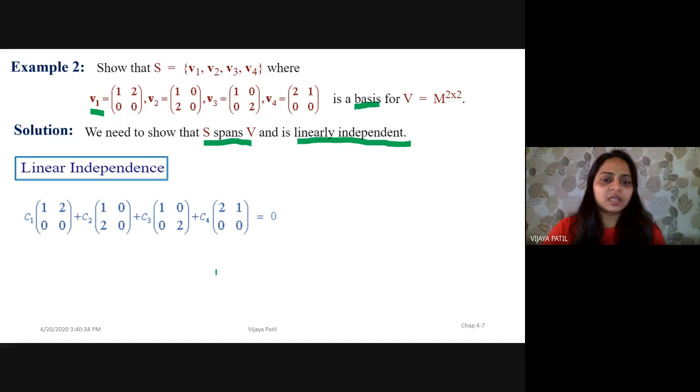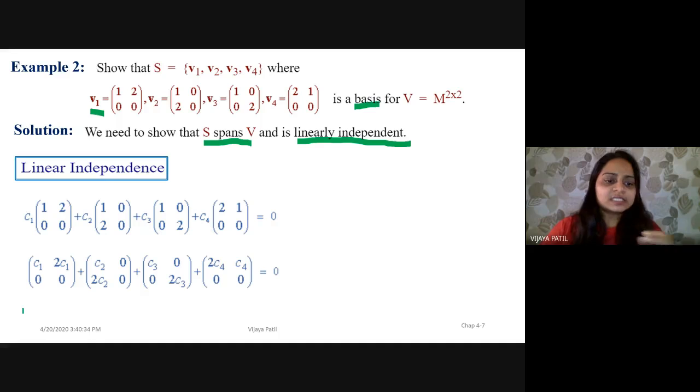Linear independence. How can we do that? The same way we did in the previous question also. C1 V1 plus C2 V2 plus C3 V3 plus C4 V4 is equal to 0. After doing that, this C1 will come here with this 1 and it will come with this 2. Why not with 0? Because the product ultimately will give me 0.